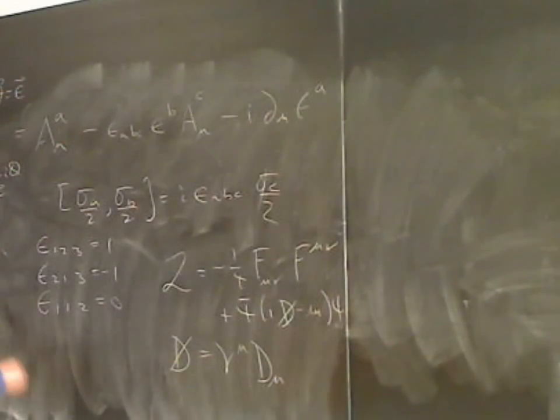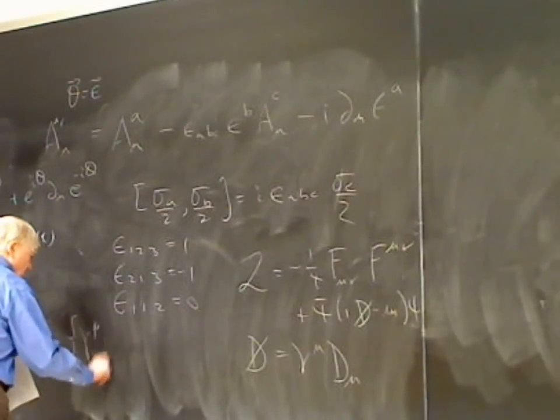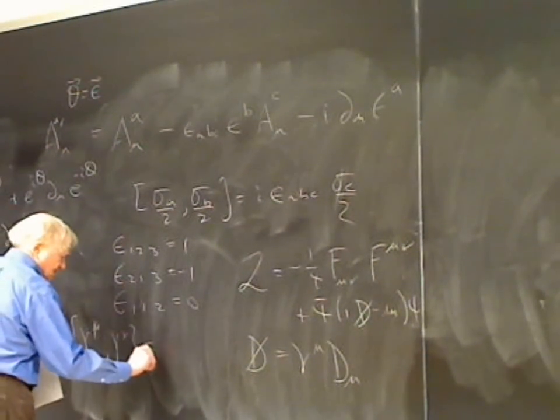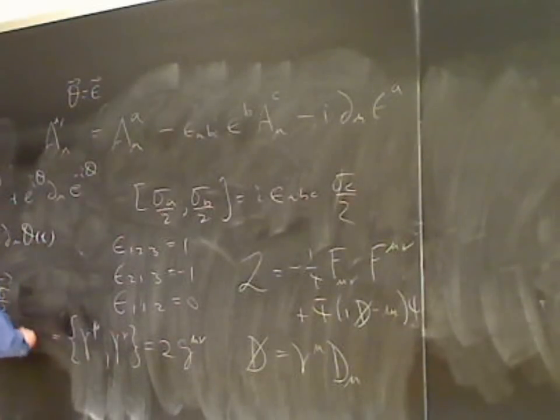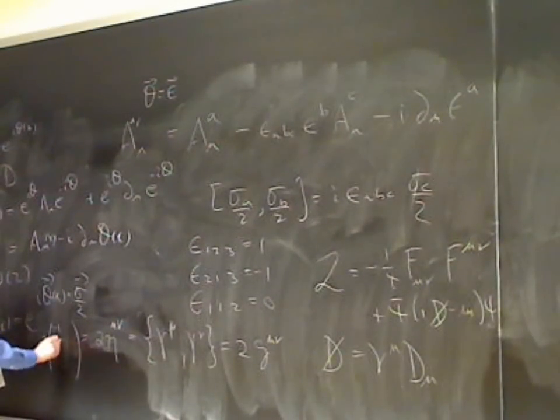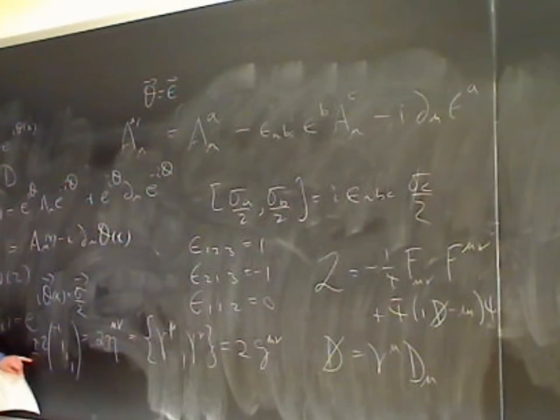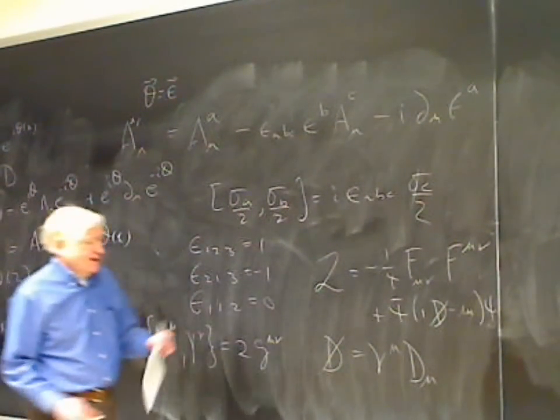The gamma matrices, you remember, are matrices such that gamma mu, gamma nu anti-commutator is 2 g mu nu, or equivalently 2 eta mu nu, where in flat space time this eta mu nu is either minus 1, 1, 1, 1, as in Weinberg, or you multiply everything by minus 1, you get the Peskin-Schroeder convention.